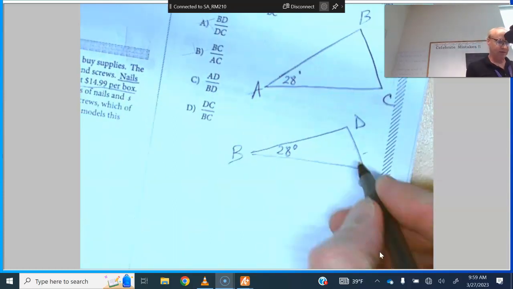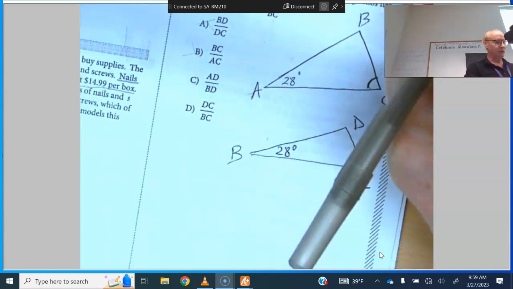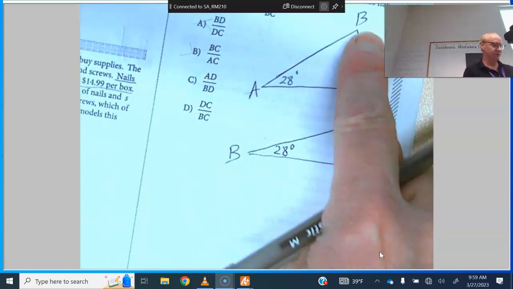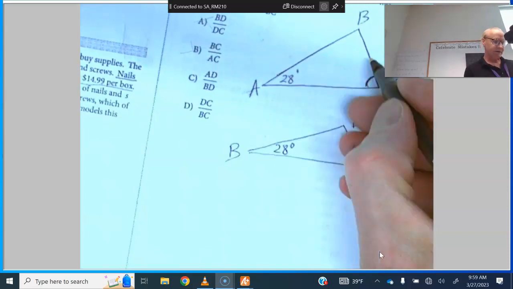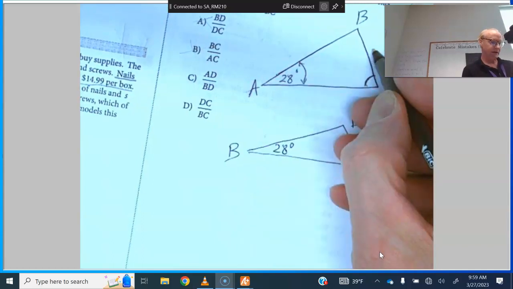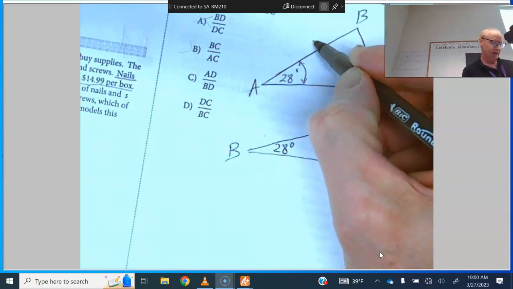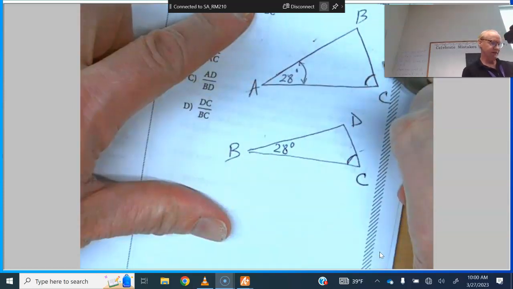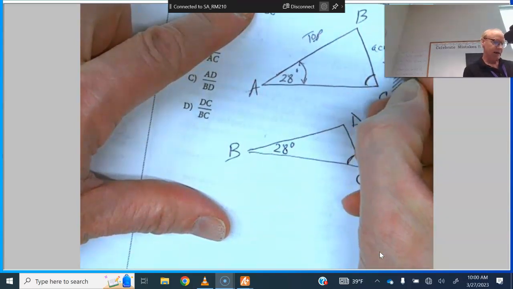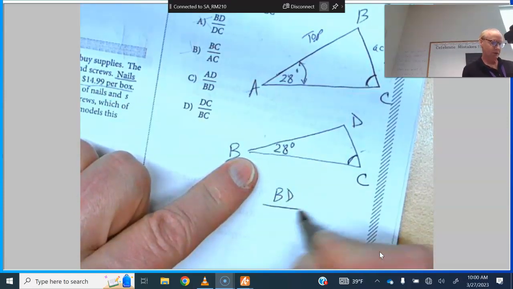And I drew them so that angle C is right there. I had to kind of reorient this one a little bit. I had to flip it up so that the D was up here in the same position as the B. And this is from 28 degrees. If I look at this as my reference angle, AB is the side right here on the top over BC, which is the side across. So it's top, across, and that means that I want this side over this side, BD over DC.